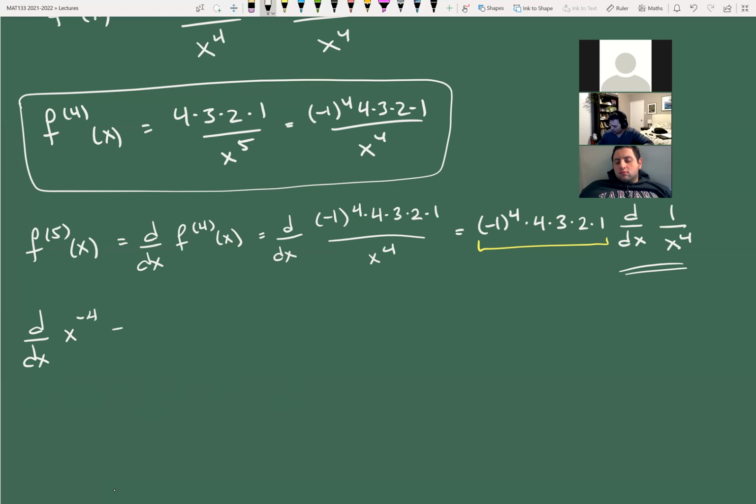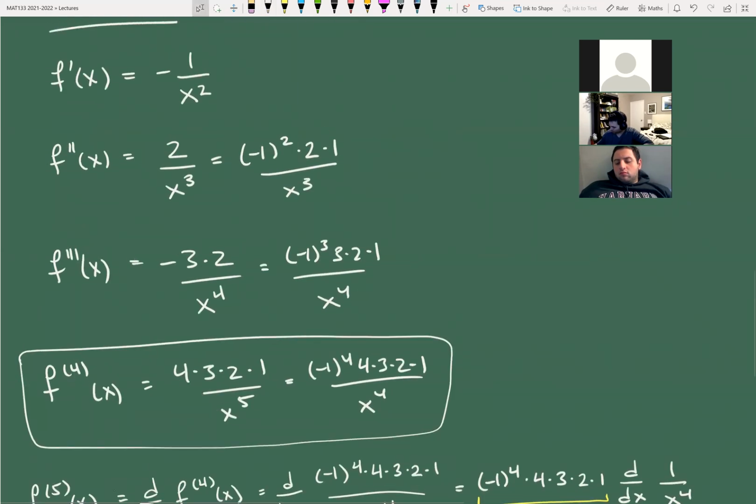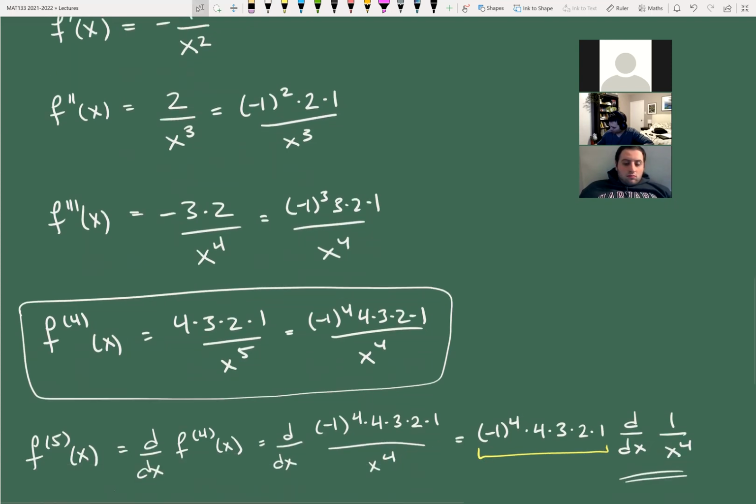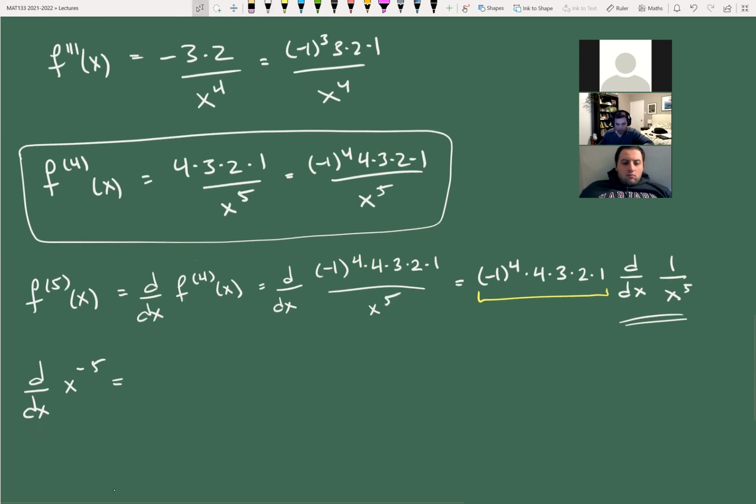When I do this now, I can use the power rule. Wait, did I put the 2 too soon? Oh, sorry, this should be x to the 5. Why did I write x to the 4 everywhere? Sorry about that. Okay, now I'm going to power rule this. So remember how the power rule works, right? I'm going to take that exponent and put it down here, and then I'm going to subtract 1 from the exponent. And that gives me -5x to the -6, like that.